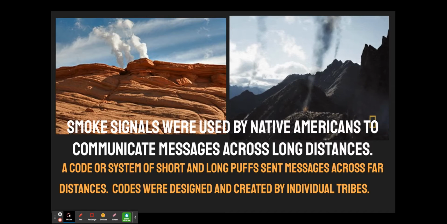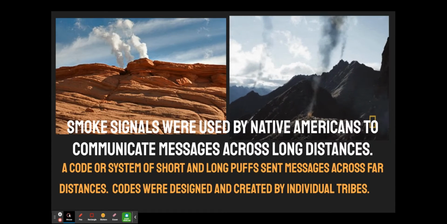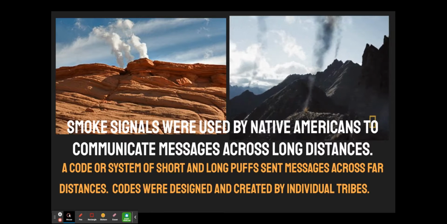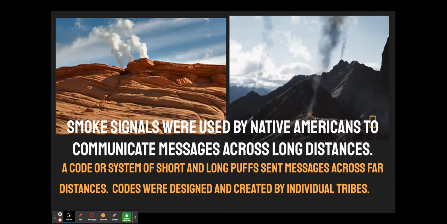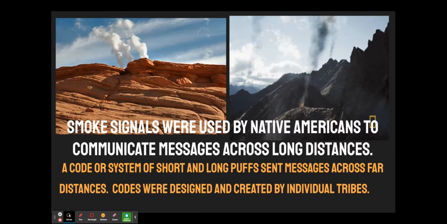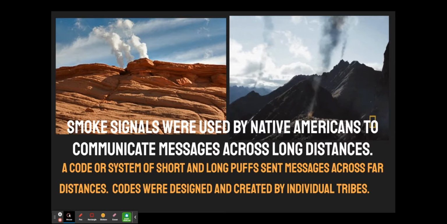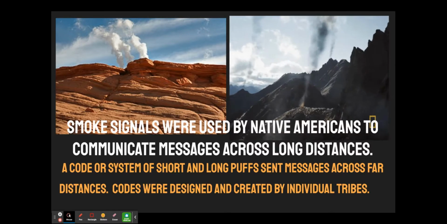According to the research, certain Native American tribes used smoke signals to communicate messages across long distances. They might signal or warn of danger, and each tribe had its own set of codes.